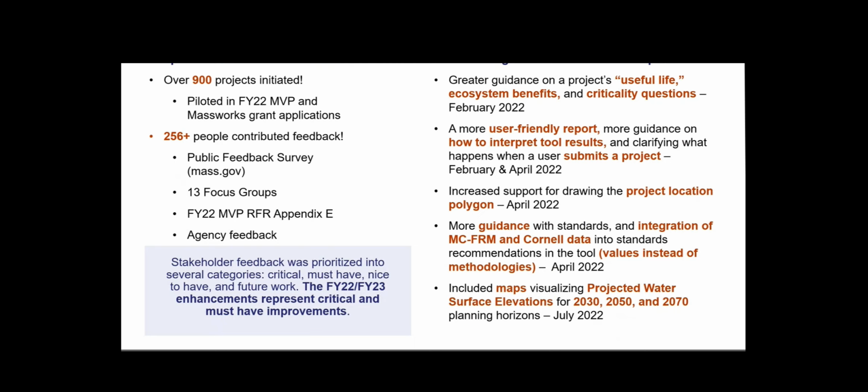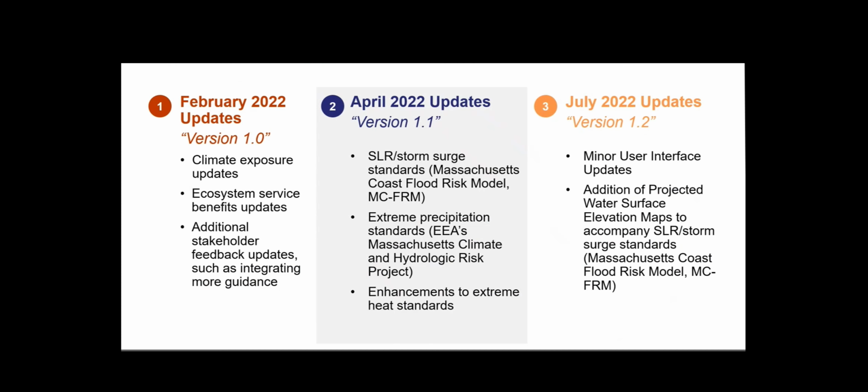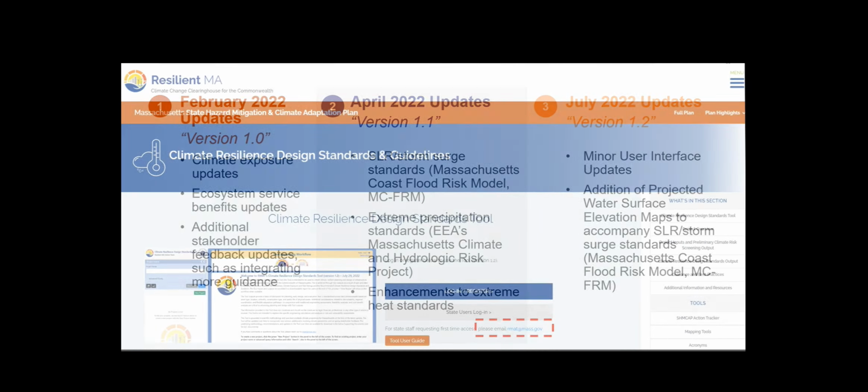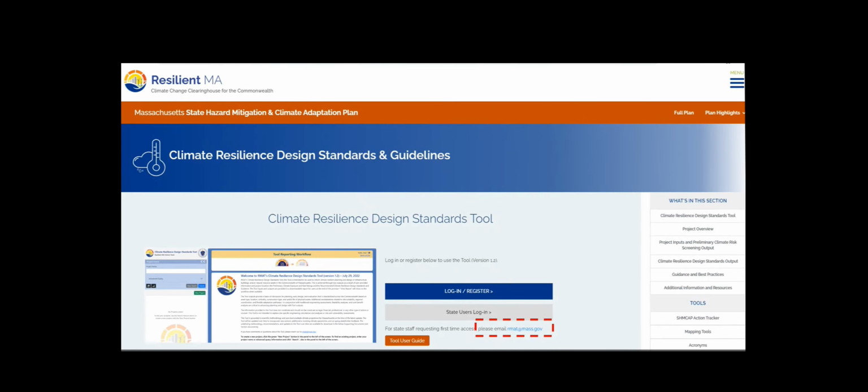Over 256 people contributed feedback, which was integrated into 3 subsequent versions of the tool in February, April, and July of 2022. Version 1.2 of the tool was released in July 2022 and is available for use. Please reach out to rmat@mass.gov for additional questions or support.